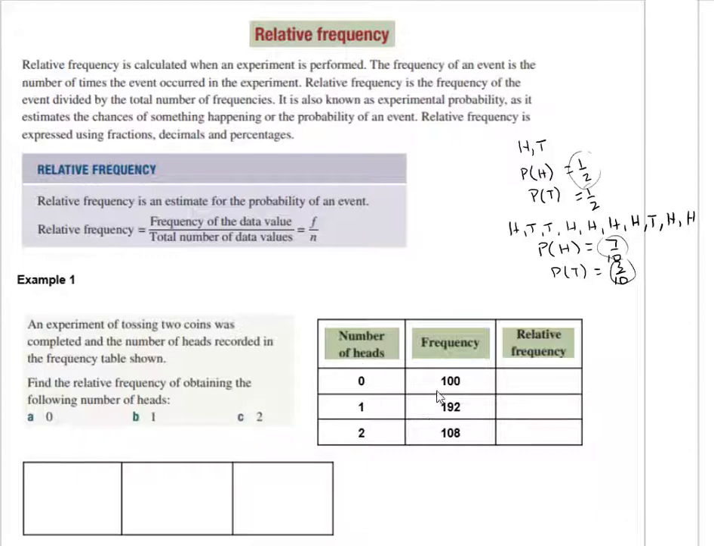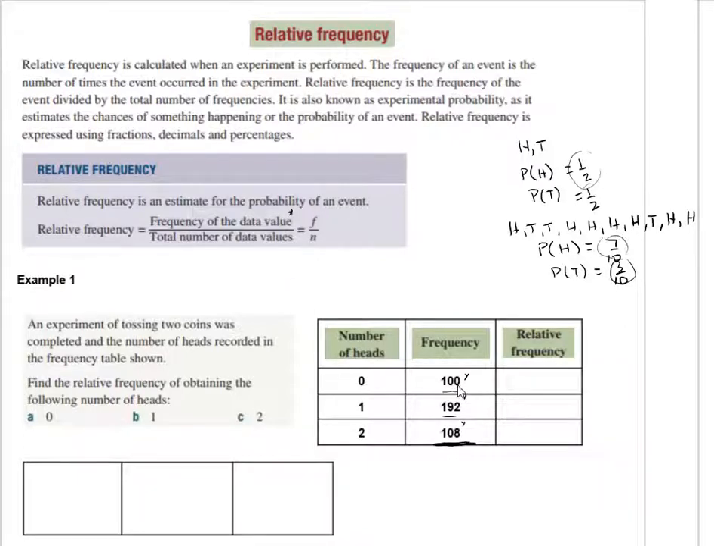So, the frequency of our data values. These numbers here are the numbers that are going to be on the top of our fraction. The total number of data values we don't have yet. That's the total number of times we've tossed the coin, or tossed the 2 coins. And this is the total of our frequency here. So the first thing we need to do is add up our total frequency. And that will tell us the bottom of our fraction.